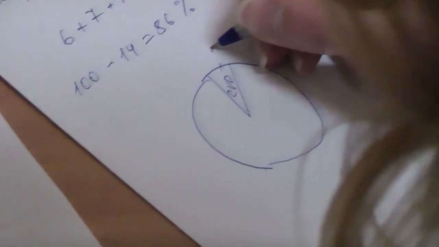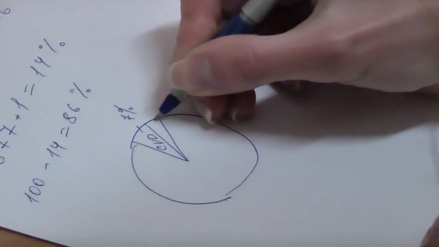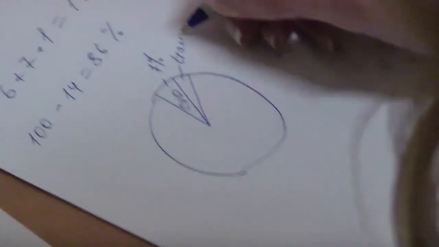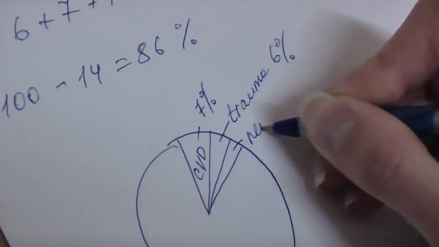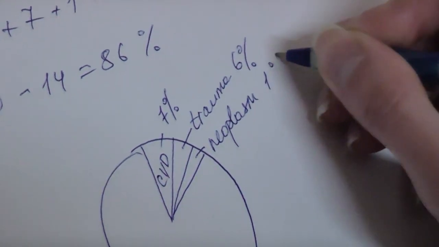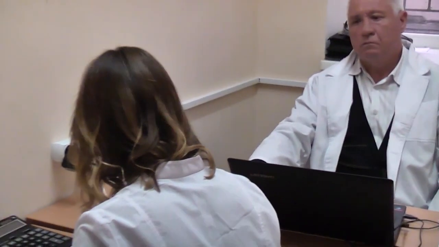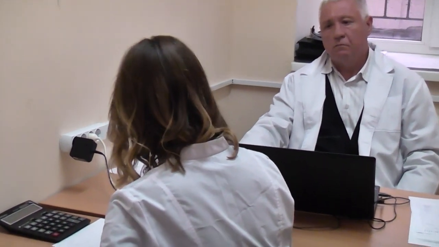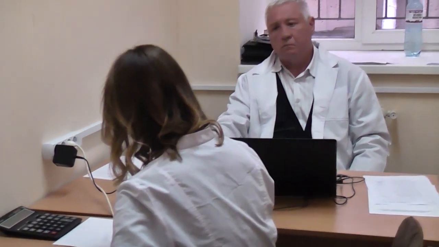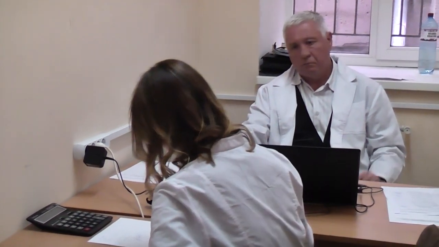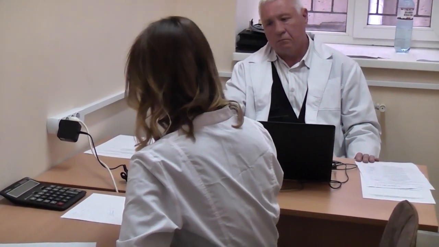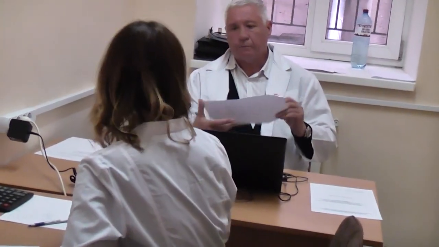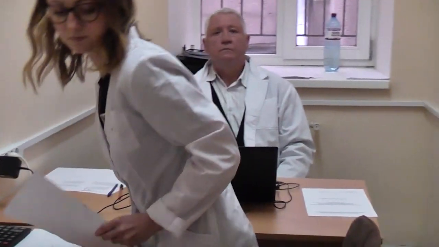Cardiovascular diseases, 7%. Trauma and poisoning, 6%. And neoplasm, 1%. And we can make the conclusion that the part of major non-epidemic diseases in the structure of primary incidence is 14%. Other pathologies, it's 6%. Part of cardiovascular diseases is 7%, part of traumas and poisoning is 6%, and part of neoplasm is 1%. Task is completed. Finish the task and move to the next station.